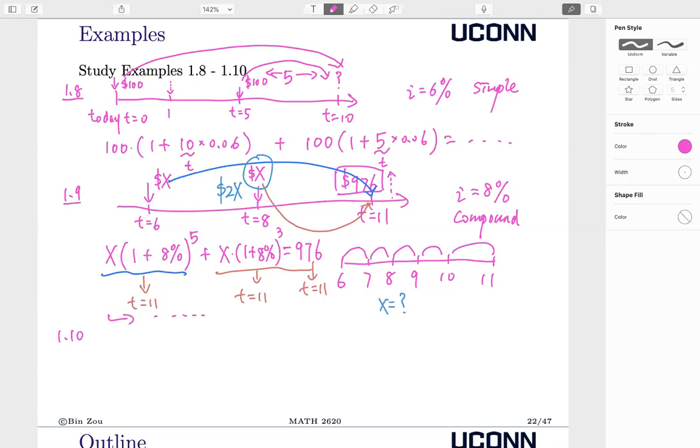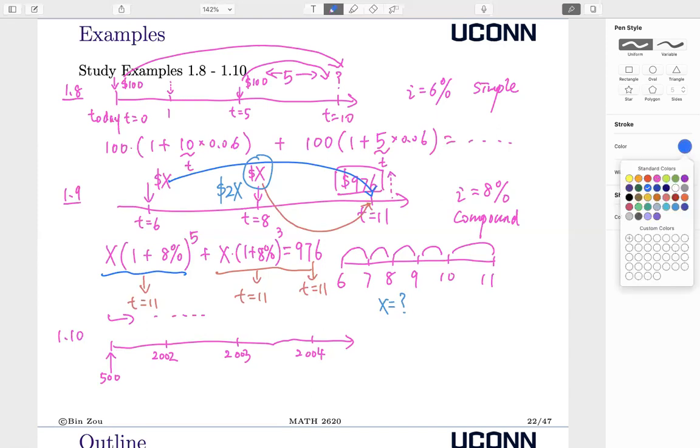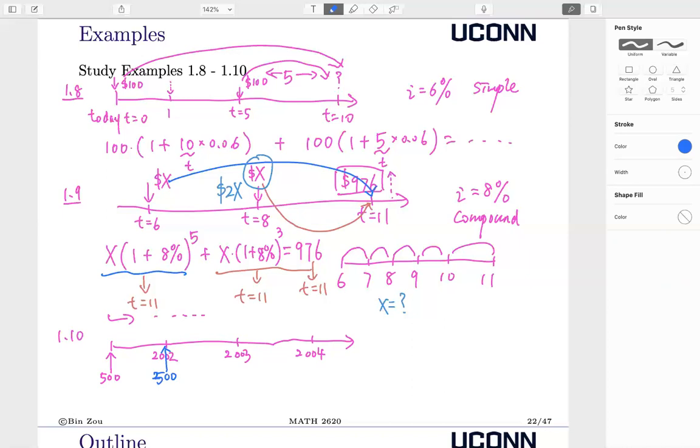Let's repeat the same procedure. Here is 2002, 2003, here's 2004. Jim invests 500 at the beginning. So here at the beginning, I have 500. This 500 is for 2002. Let me use a different color. My second one is for 2003, so let me also use the same color. So here is for 2003.